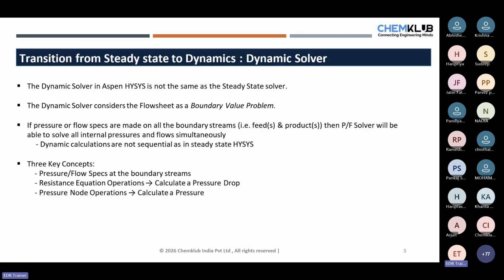Pressure and flow specifications are extremely important. The first concept that governs dynamic simulation is pressure flow specification. Boundary streams must have proper pressure or flow definitions. We will come to that in more detail when we take one example at the end. But keep in mind that pressure and flow specifications are very important at the battery limit, at the boundary limit of whatever system we have considered.